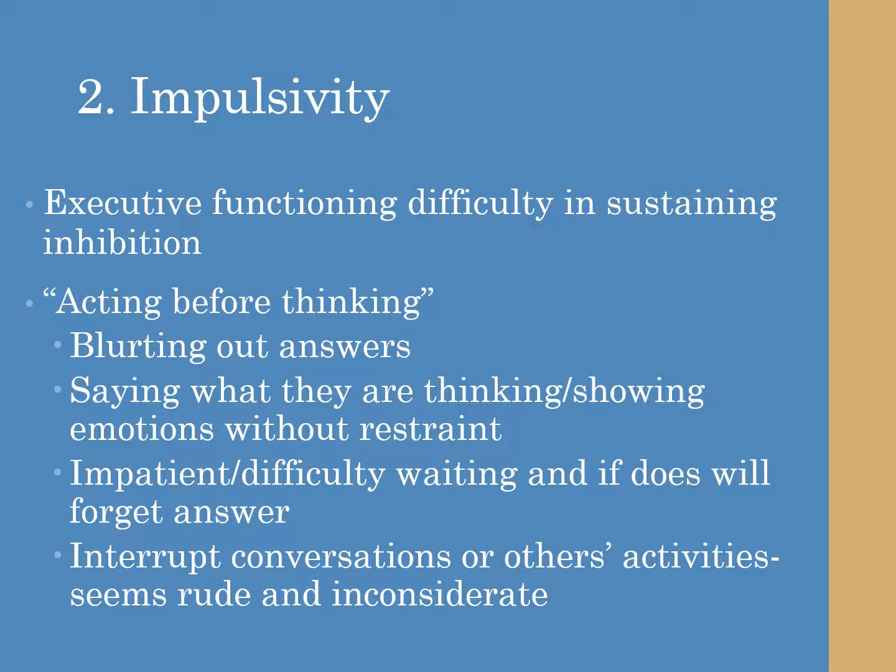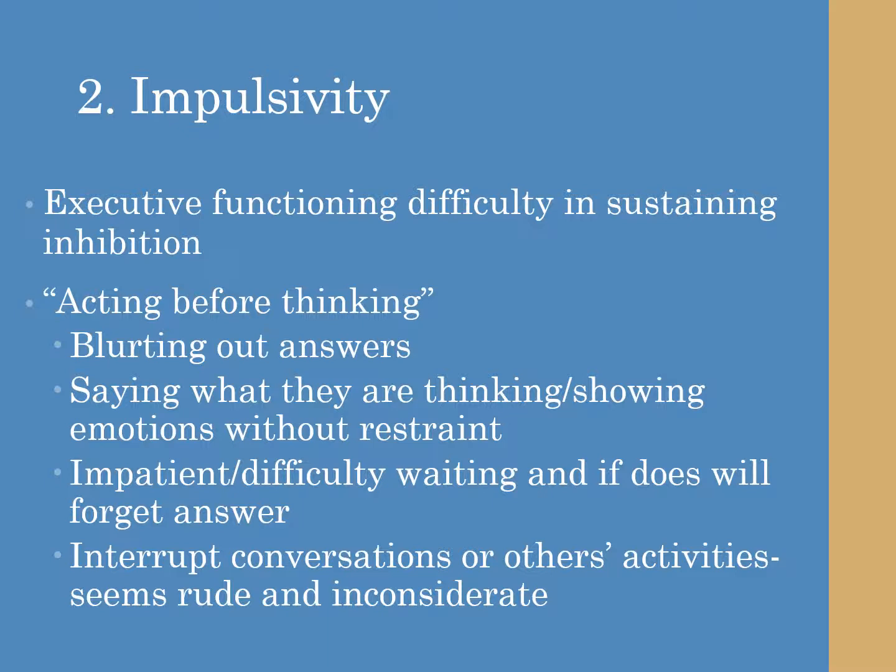When we look at impulsivity, we have to understand executive functioning. Executive functioning skills are housed in the frontal lobe. We will talk about executive functioning in the TBI chapter next, but executive function is one's ability to organize, plan, sequence, and deal with emotional responses. Impulsivity is an executive functioning skill and is the difficulty in sustaining inhibition, or when someone acts before thinking.